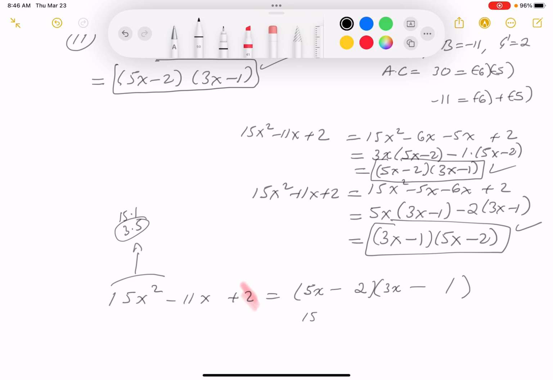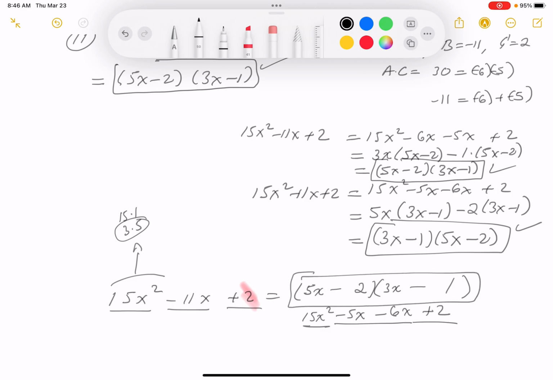15x squared minus 5x minus 6x plus 2. Do we get what they said we're going to get? We got the 15x squared. Did I get the minus 11x? I got the minus 11x. Did I get the plus 2? I did. All right? So I like to think about the problem and not do too much writing. All right? But again, it varies from student to student.